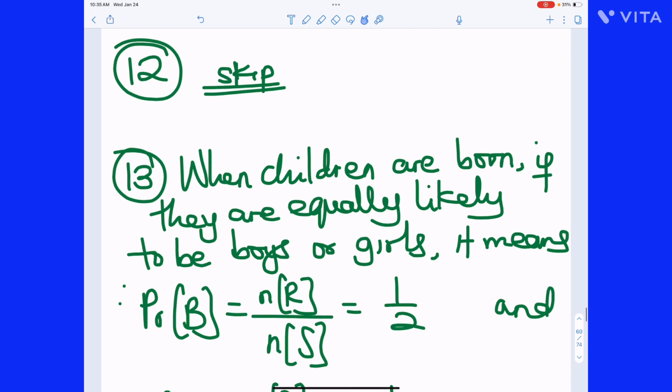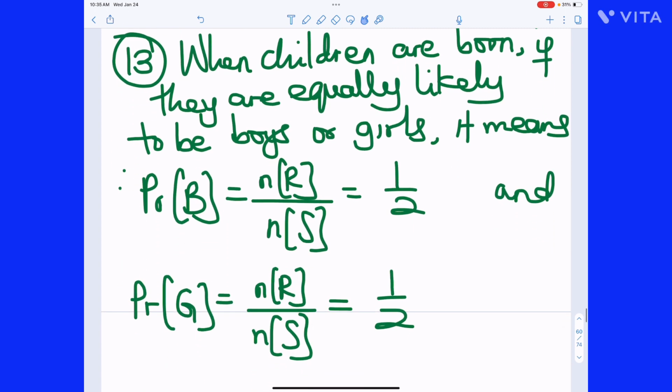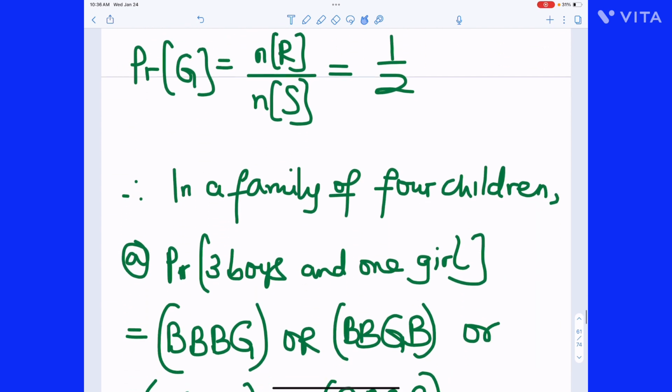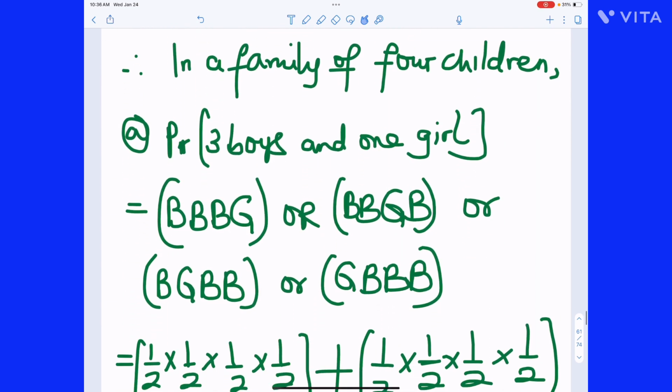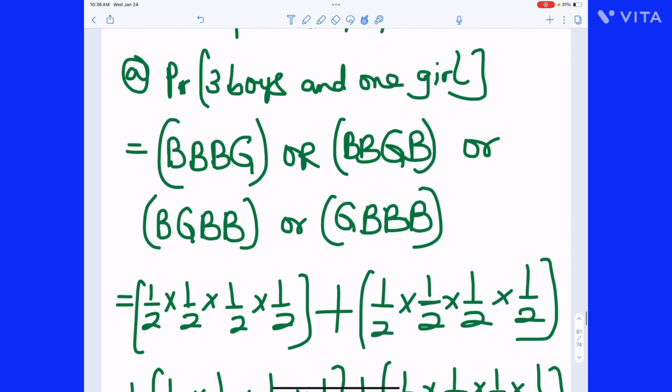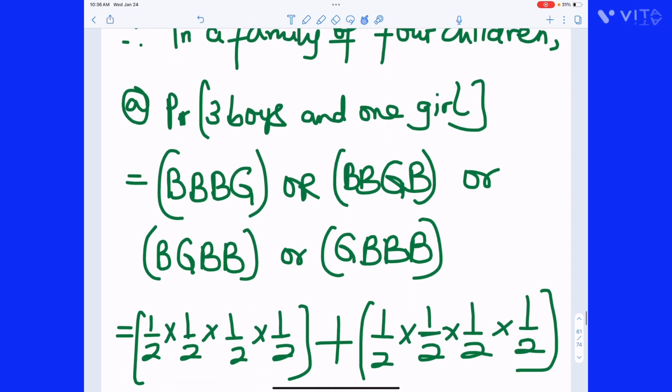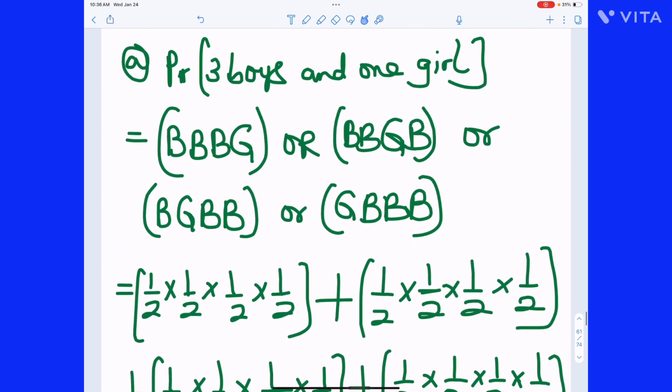Number 12 is on cards. We don't know the contents, they will be given if we come across it in an exam. When children are born, it says they are equally likely to be boys or girls. If they are equally likely to be boys or girls, it means the probability of giving birth to a boy is 1 over 2. That of giving birth to a girl too is 1 over 2. Now, in a family of 4 children, we want to find the probability that there are 3 boys and 1 girl. Okay, there are many ways this could happen.